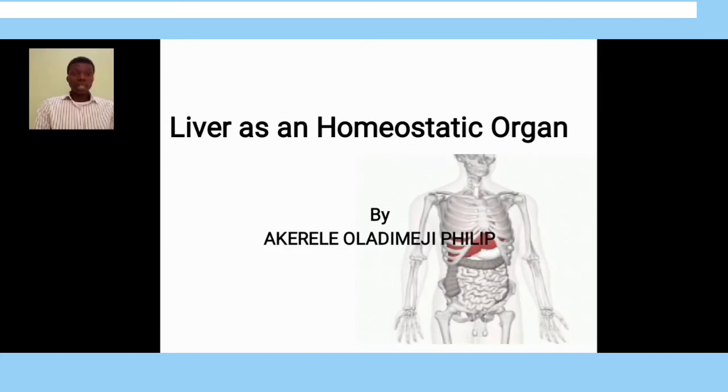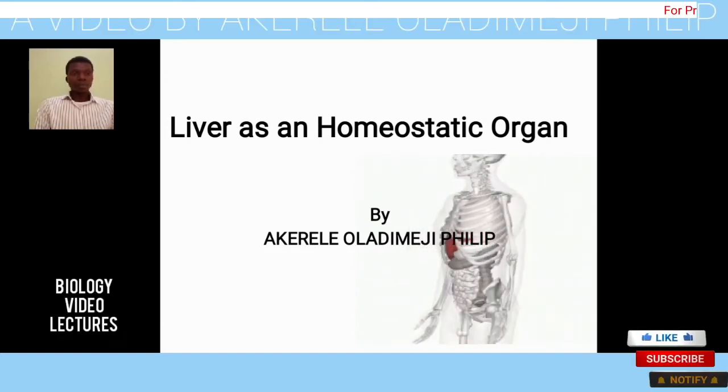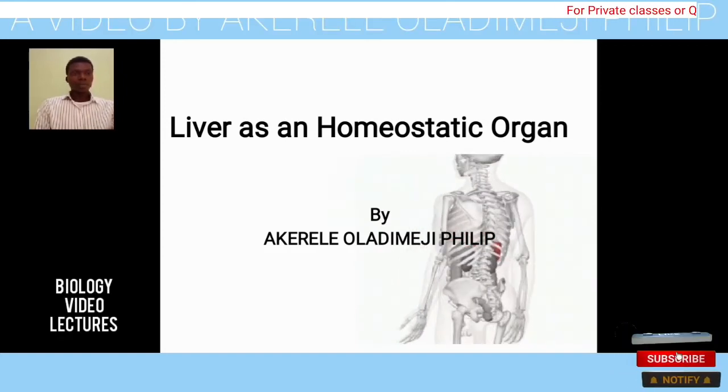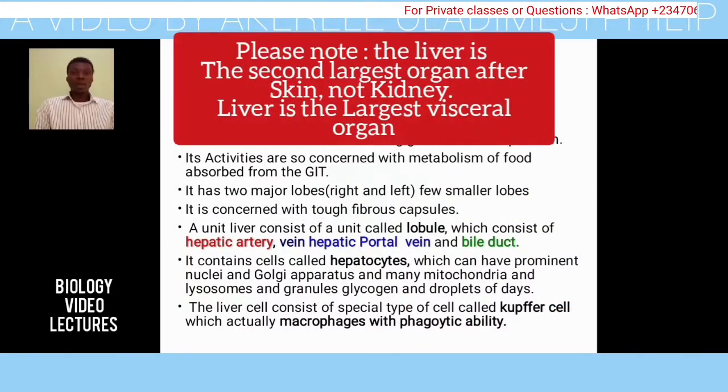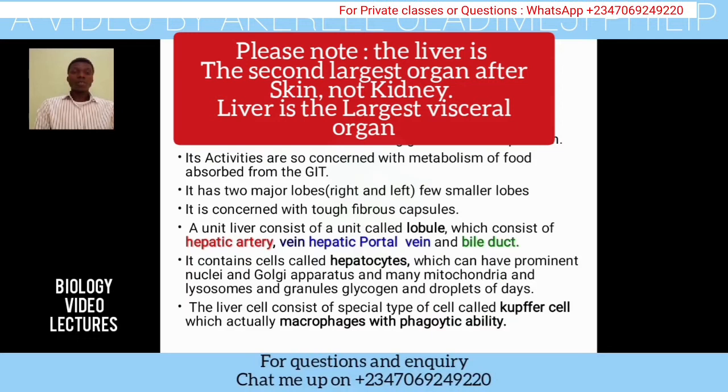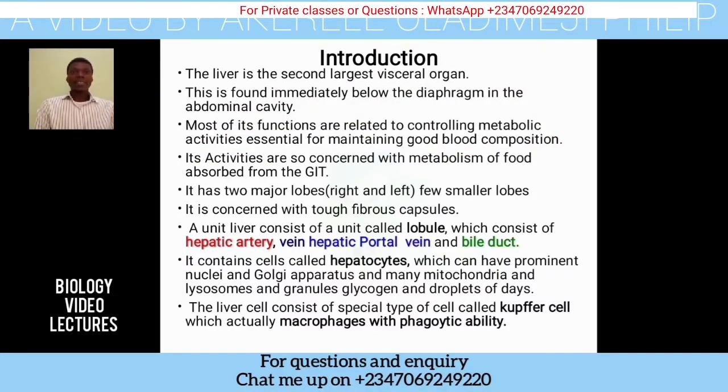An homeostatic organ. Now, the liver is the second largest visceral organ. Of course, the largest organ is the kidney, and the second one to that is the liver. And this is found immediately below the diaphragm in the abdominal cavity.